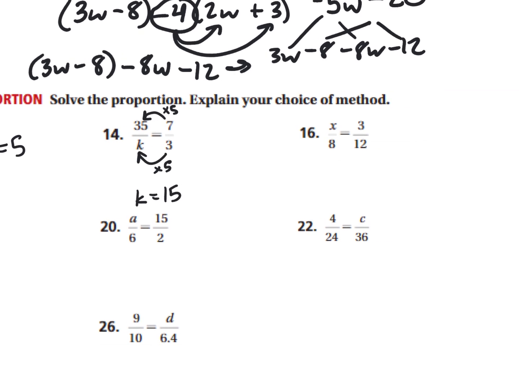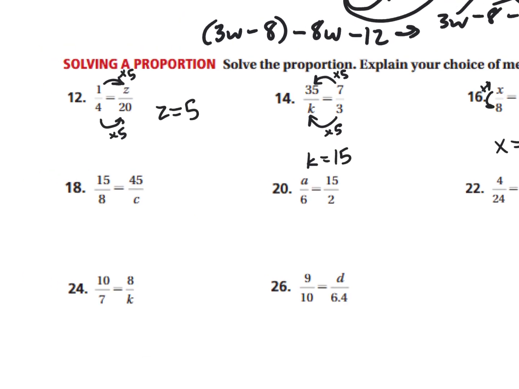All right, here kind of comes one of those tricky ones where I don't really know. But what I do recognize is that 3 times 4 is 12. So I'm looking for a number times 4 to get me to 8. 2 times 4 is 8. Number 18 is nice. 15 times 3 is 45. 8 times 3 is going to give us an answer of C being equal to 24.